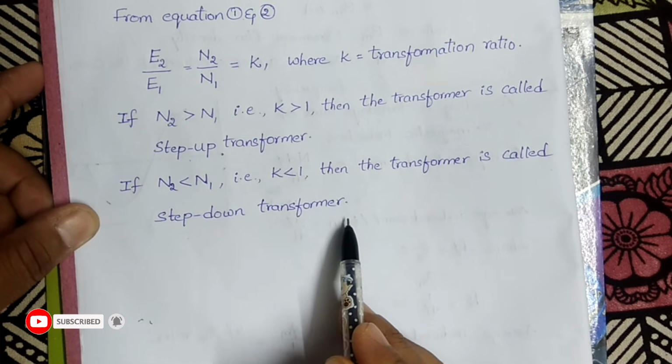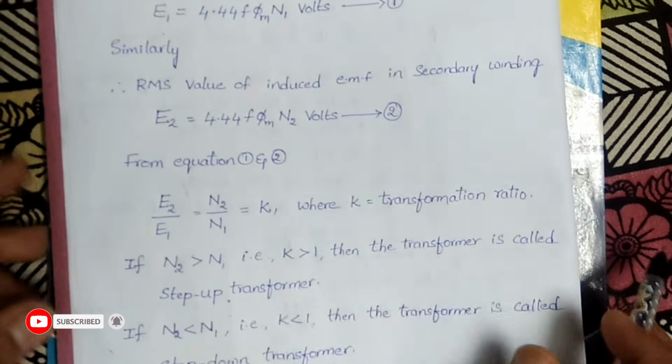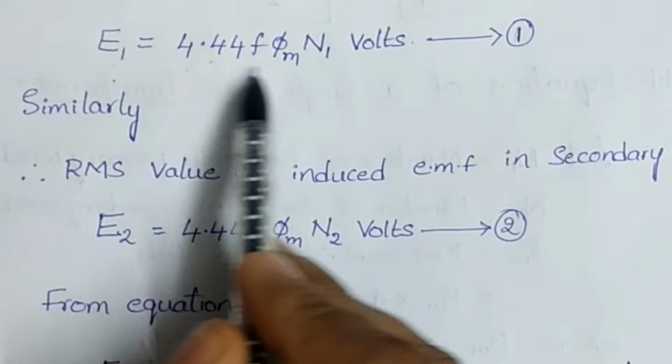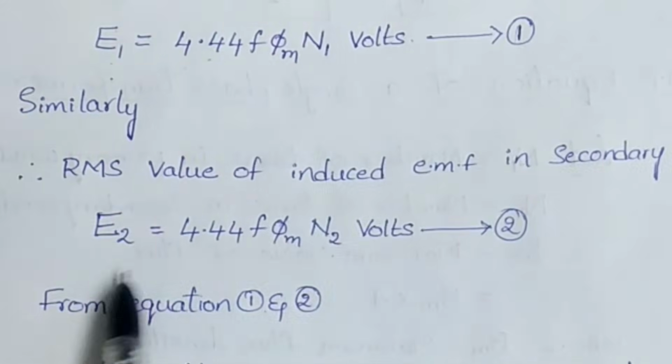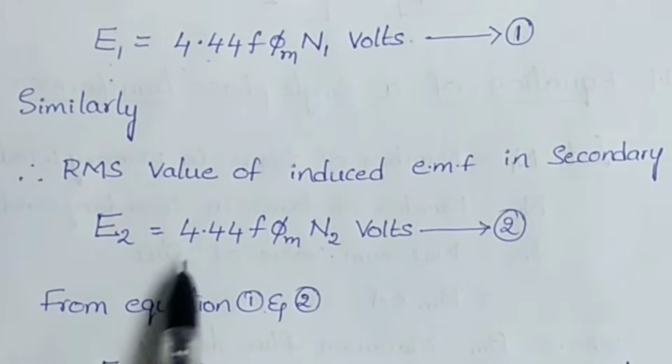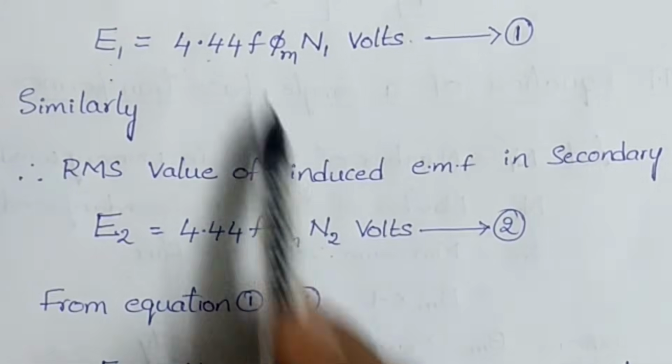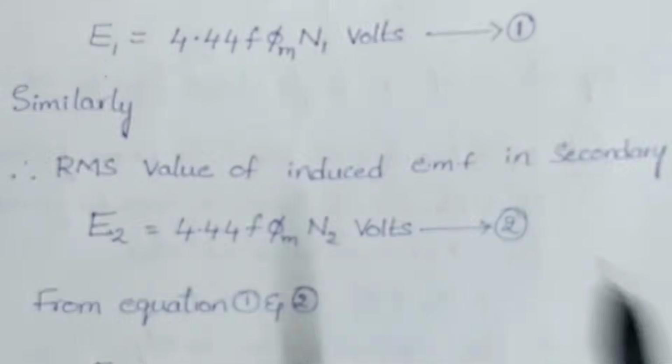So here the primary induced EMF E1 equals 4.44 f phi m N1 volts and the secondary induced EMF E2 equals 4.44 f phi m N2 volts. This is the EMF equation of a single phase transformer.